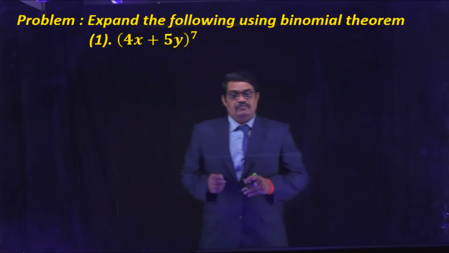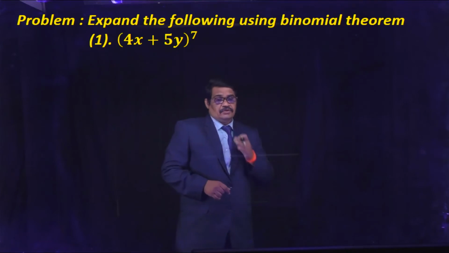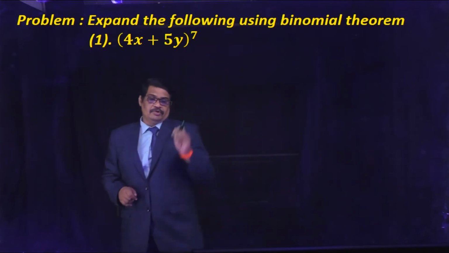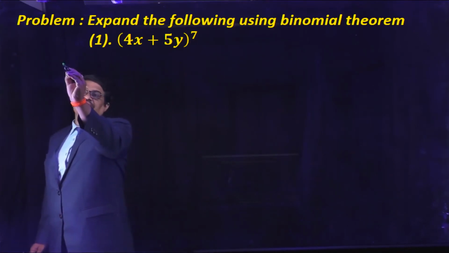So see the problem: expand the following using the binomial theorem. The given expression is 4x plus 5y whole to the power of 7. Now we are expanding this. So see the solution.